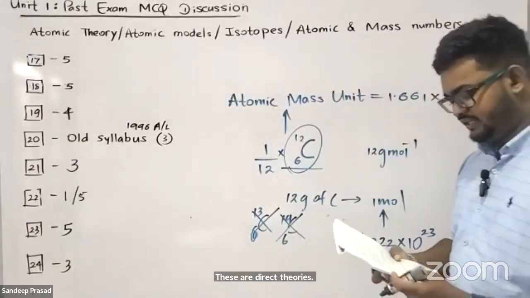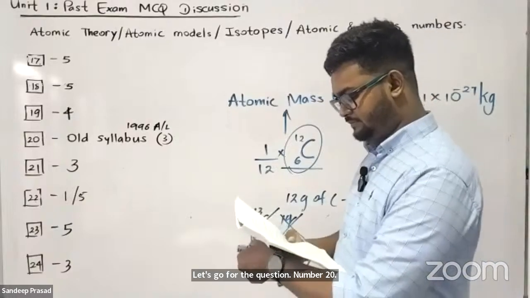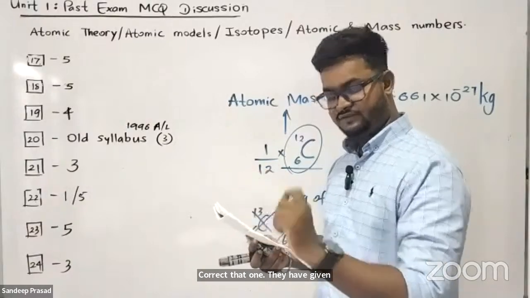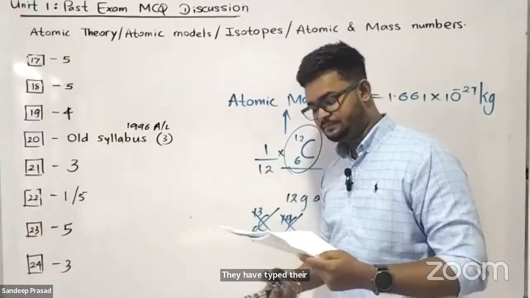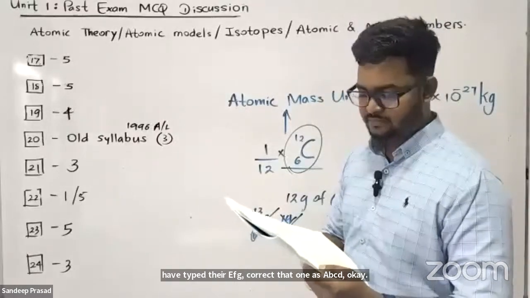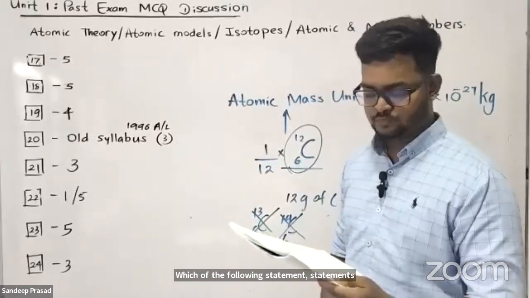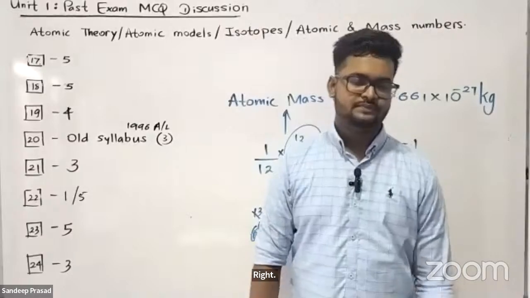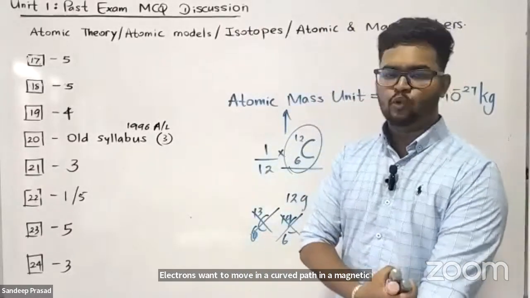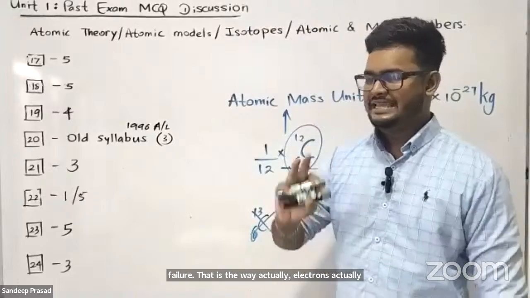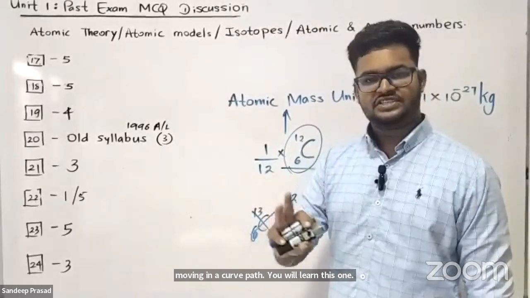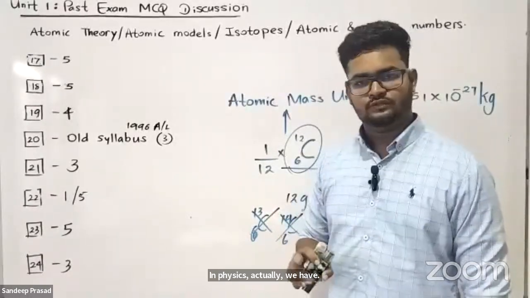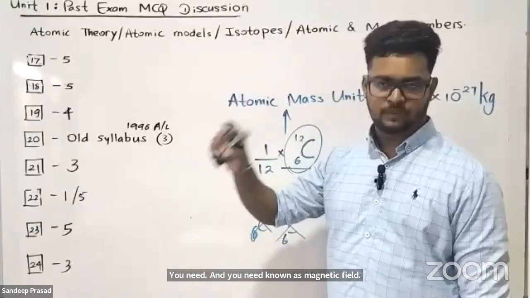Let's go for question number 25. In question number 25, correct that one. They have given 4 statements A, B, C, D. They have typed them as E, F, G, H. Correct that as A, B, C, D. Which of the following statements concerning electrons are true? Electrons move in a curved path in a magnetic field. Yes, students, that is the way. You will learn this in detail. In physics, we have a unit known as magnetic field, and there you will learn that the electrons move in a curved path.